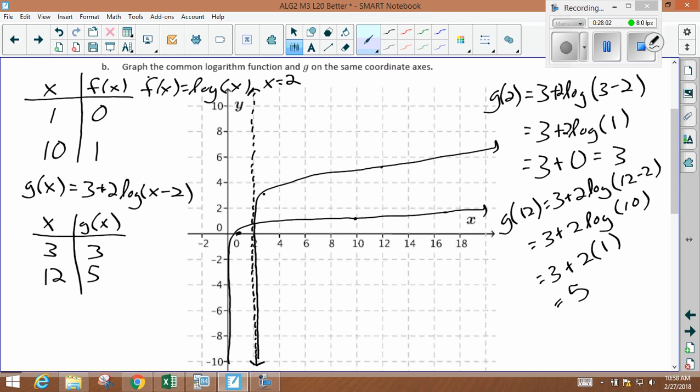Which 2 points? The line. So I'm graphing 2 different functions. I'm graphing log of x, and I'm graphing. Never mind. Yeah. No, it's okay.